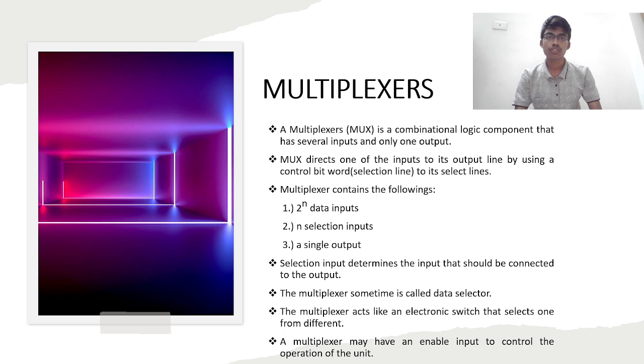So the main components of a multiplexer include 2 power n data inputs and n selection inputs, at the same time a single output. So based on the value of n, we can classify a variety of multiplexers. Selection input determines the input that should be connected to the output. The multiplexer is sometimes called a data selector because we are selecting only one output from many inputs using n selection lines. So the multiplexer acts like an electronic switch that selects one from different inputs using a selection line. It may also have an enable input to control the operation of the entire unit.